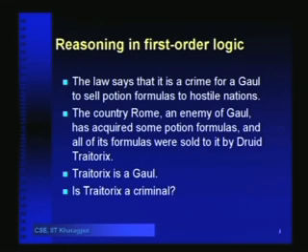The second sentence says the country Rome, which is an enemy of Gaul, has acquired some potion formulas, and all of its formulas were sold to it by a druid Traitorix. And then we are given that Traitorix is a Gaul, and the question that we have to solve is: is Traitorix a criminal. So, let us first see how we translate each of these statements into first order logic, and then we will see how to do the deduction of the final statement from the first three.